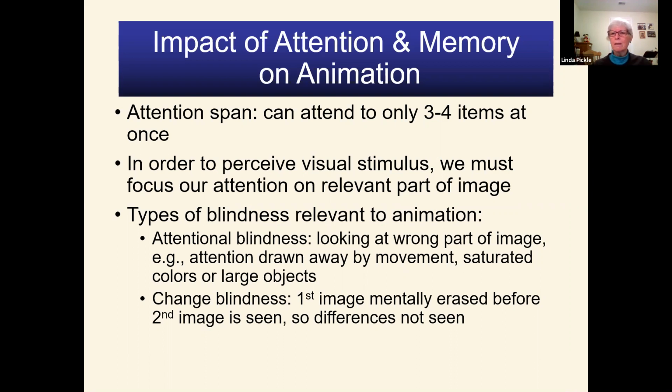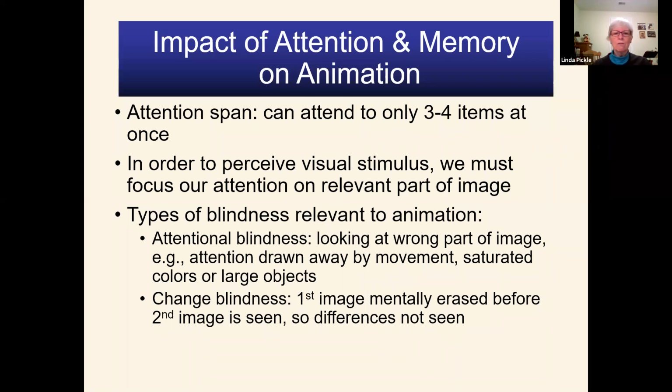Our attention span is limited. Our brains can only attend to, or pay attention to, 3 or 4 items at once. And the psychologists talk about a couple types of blindness that are relevant here. One is attentional blindness. You're looking at the wrong part of the image. Your attention is at the wrong spot. If you're looking at the East Coast and the action is all on the West Coast, you won't see it. And your attention is drawn away by movement. Think of those dancing hamsters that pop up on your websites when you're looking around. There's a reason they're moving. Your attention is also drawn by saturated colors and large objects.